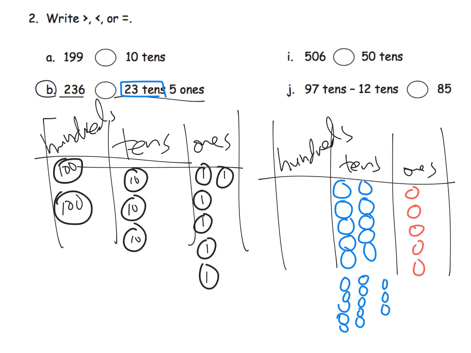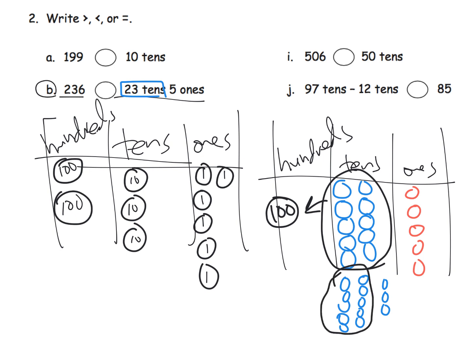And teachers, notice I'm doing a shortcut here. I'm not writing in the tens like I really should be. And we know that any time you have 10 in one column, you can cash them in. So 10 tens can be cashed in for 100. And here, 10 tens can be cashed in for 100. And so what do we end up with?